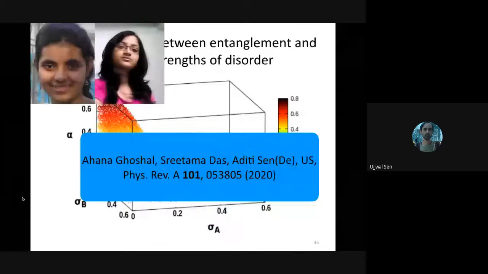This is the reference to the paper, and these are the students who did all these calculations. These calculations were done numerically in our cluster. So maybe I have 5 minutes left.